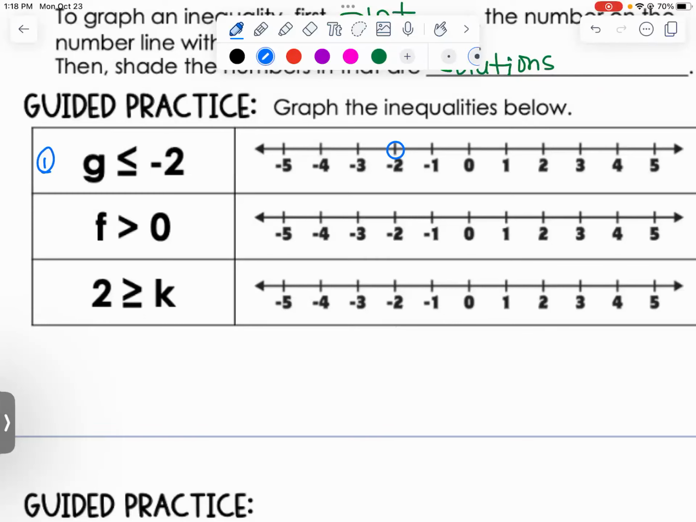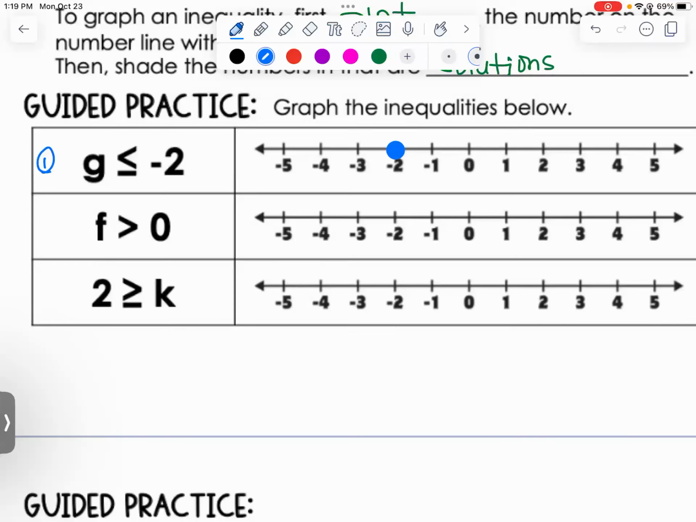Now we need to decide, are we gonna leave it open or are we gonna color it in? Kadem, are we gonna color it in or no? We're gonna color it in. How do you know that? We have this line right here that means equal to. Okay. Now, I need G to be less than or equal to -2.